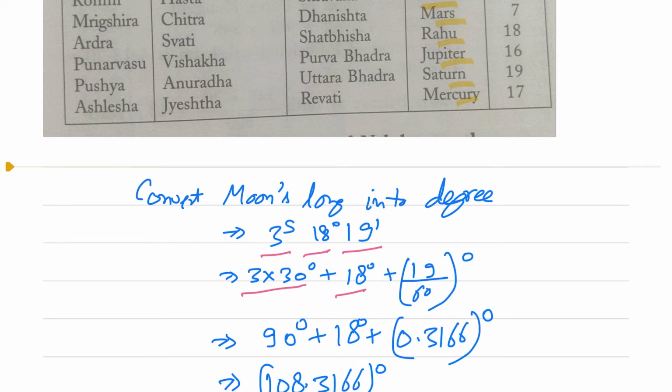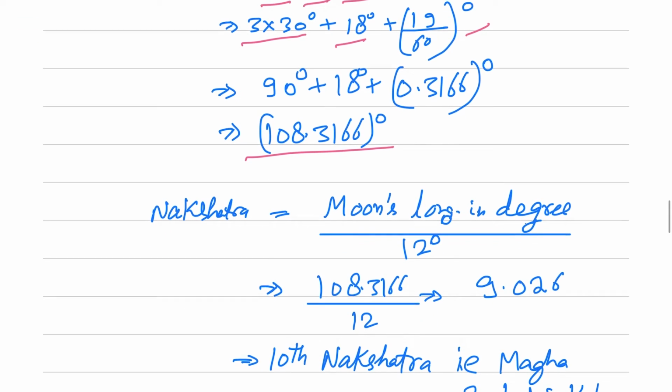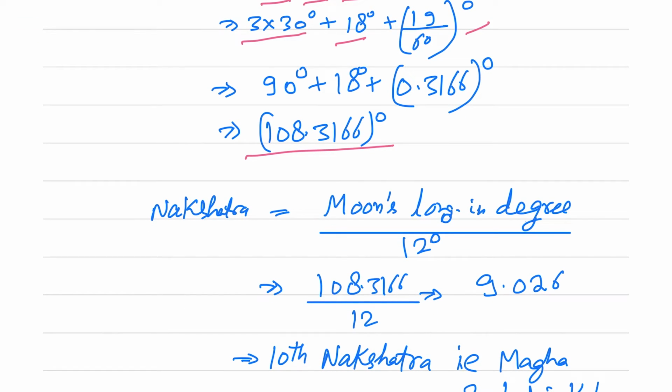18 as it is, 19 divided by 60, convert it into degrees. So we get 108.3166 degrees. If we divide it by 12 degrees, we get the nakshatra which will be running. So it is 9.026, meaning the ninth nakshatra has just passed and the 10th nakshatra is running.